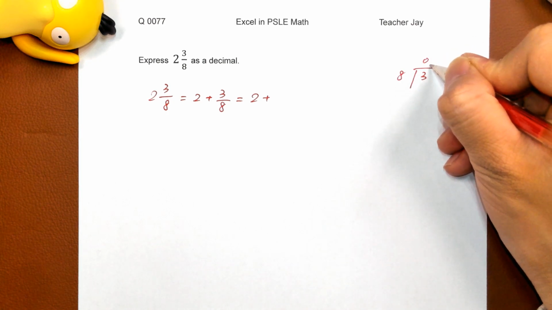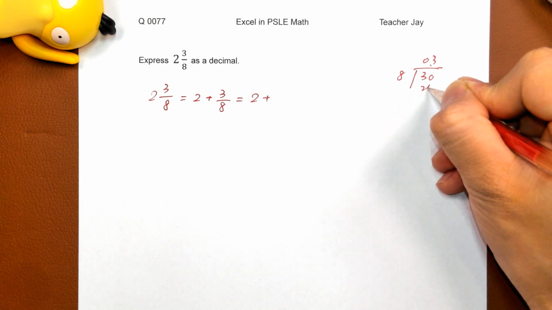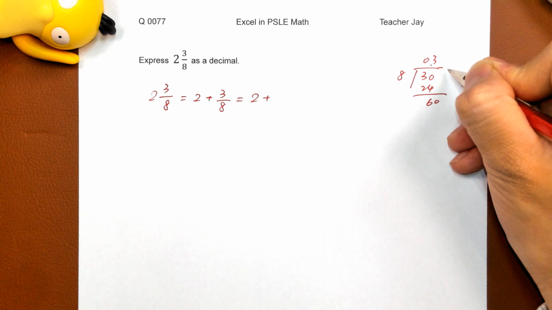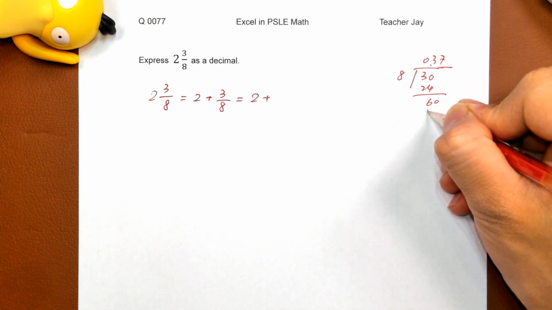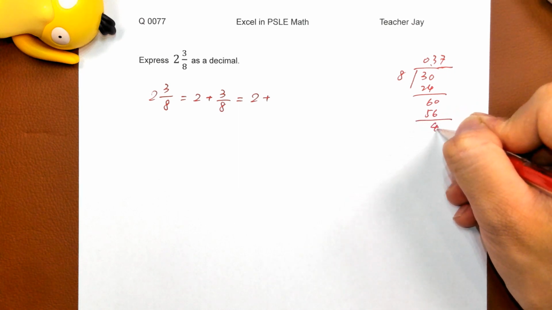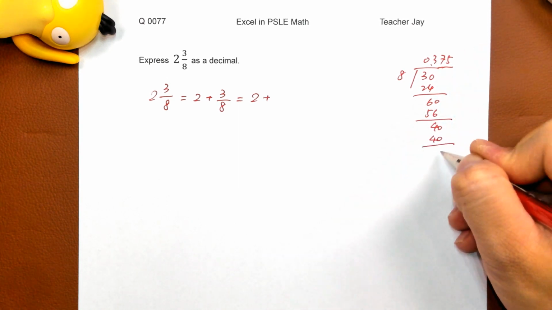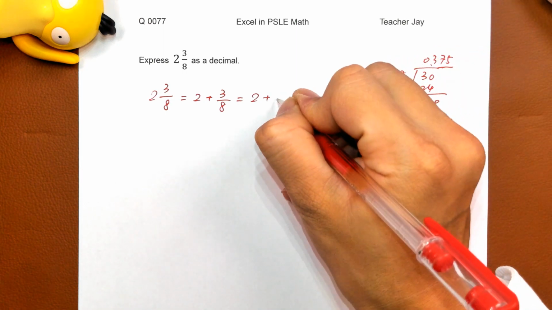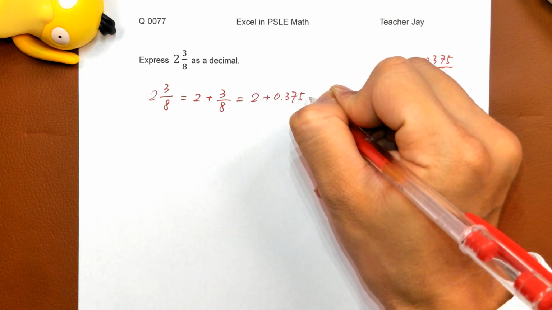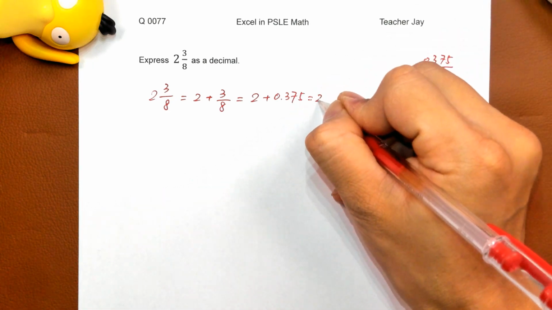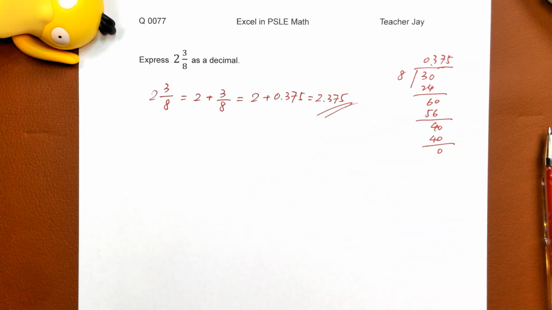0, 3, 24, 60, 56, 7, 40, 5, 40, 0. So 3 over 8 is 0.375, and 2 and 3 over 8 equals 2.375, and this is the answer.